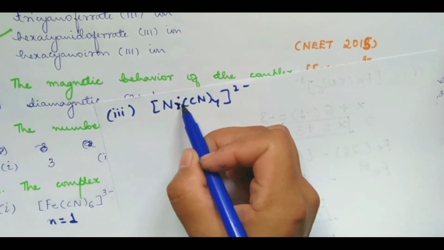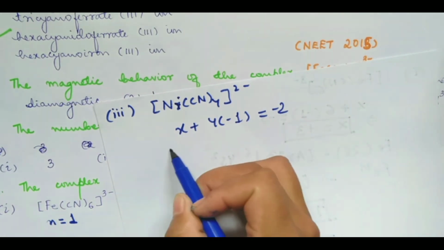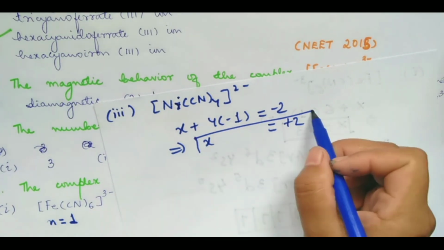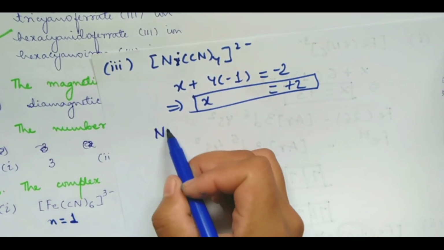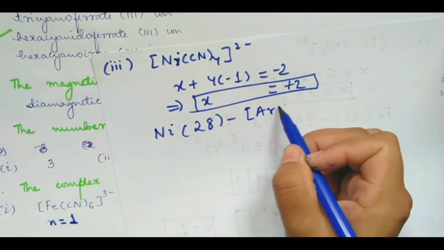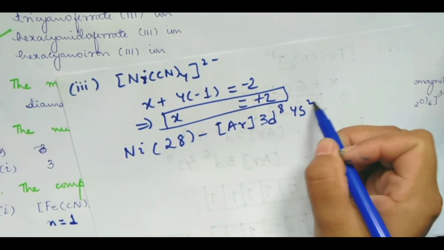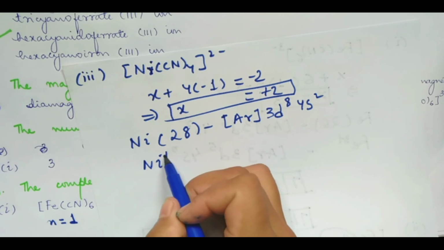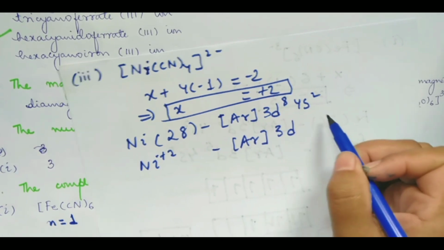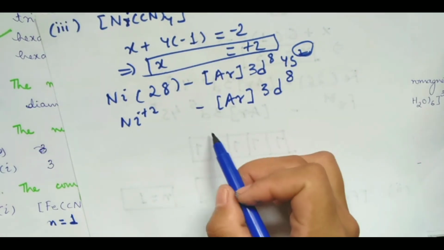Find the oxidation state of nickel. 4 into minus 1 equal to minus 2. So nickel is in the plus 2 oxidation state in this complex. Write the electronic configuration. Argon 3d8 4s2. In the plus 2 oxidation state, we have argon, 2 electrons are lost from the 4s, so we are left with 8 electrons in the 3d.